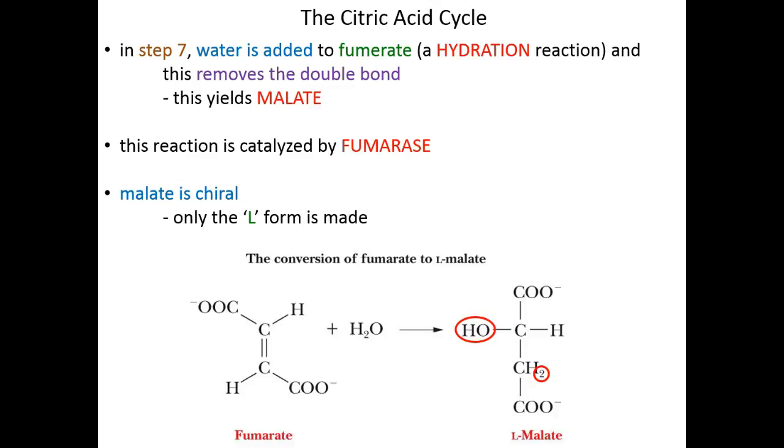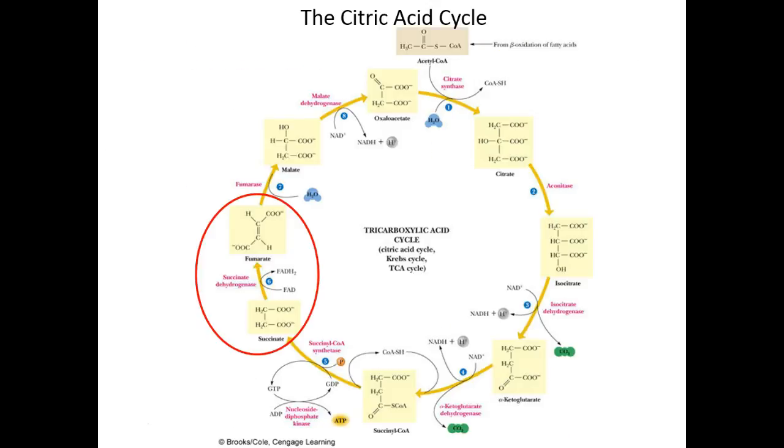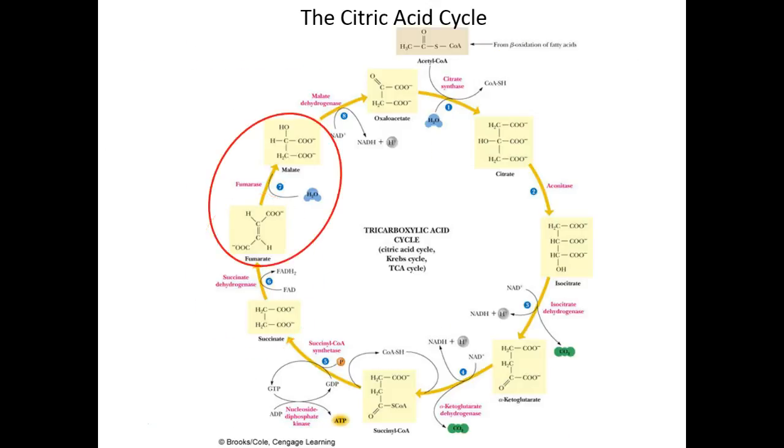And amino acids, of course, are chiral as well. So we're setting the stage here for making L-form amino acids by making L-form malate. And we saw that before with aconitase and isocitrate. So we are there in step 7, fumarate converted into malate through a hydration reaction.